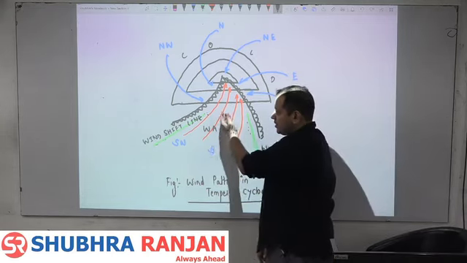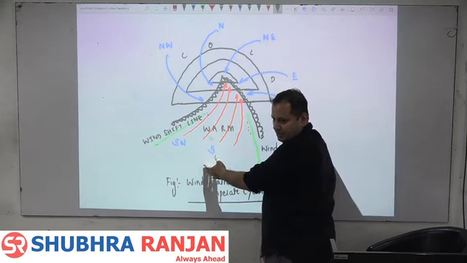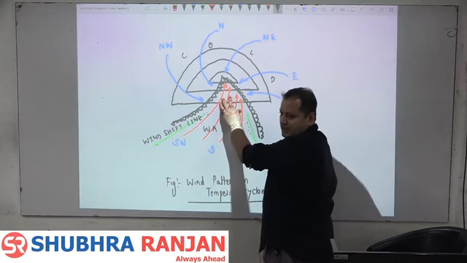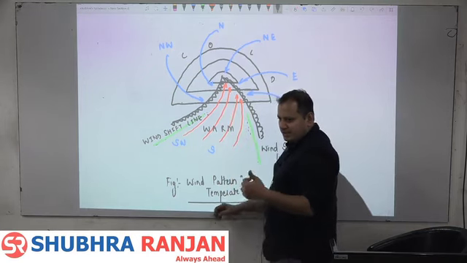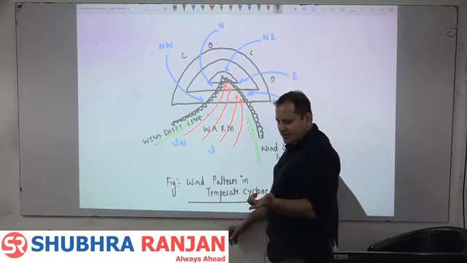Because there is no temperature change as you go here. This whole region is warm. What is an isobar? Isobar shows the pressure gradient. Pressure gradient is caused by temperature gradient.